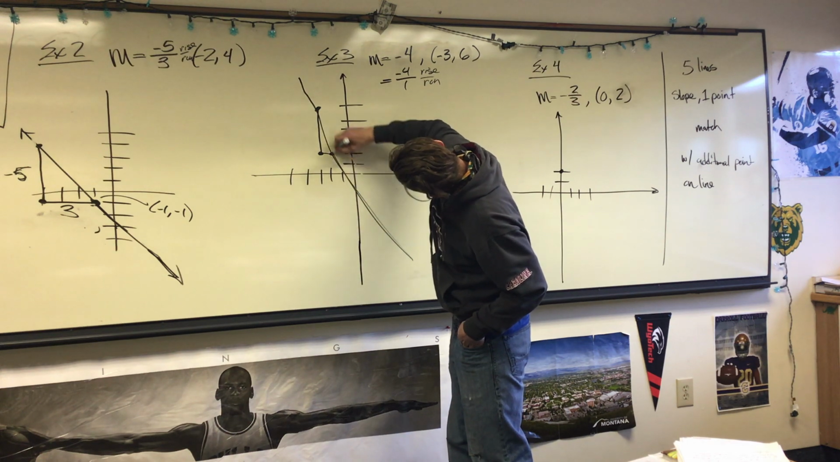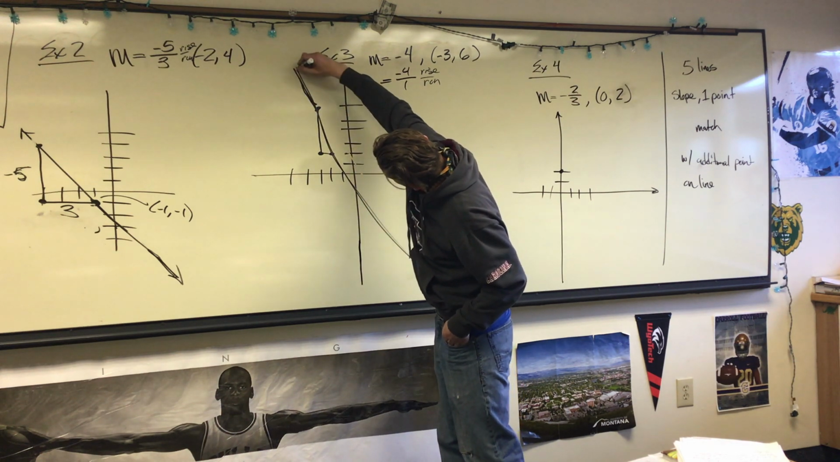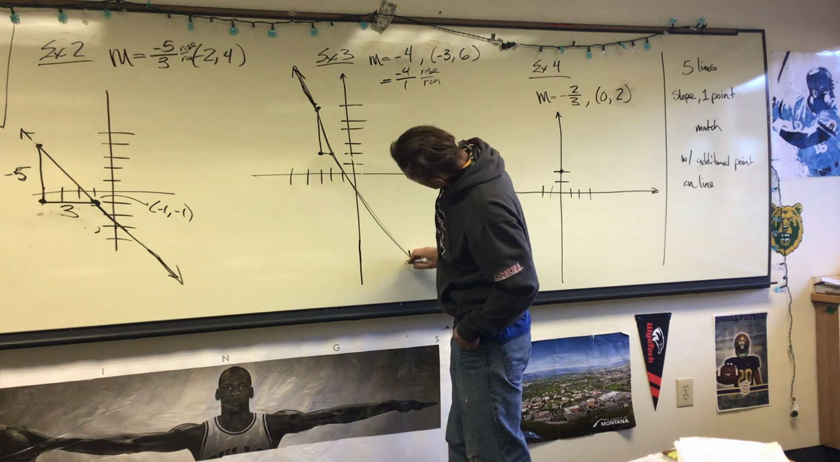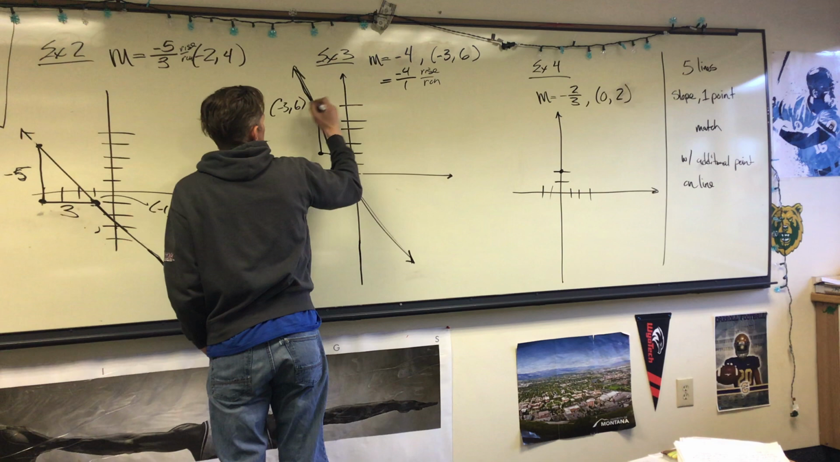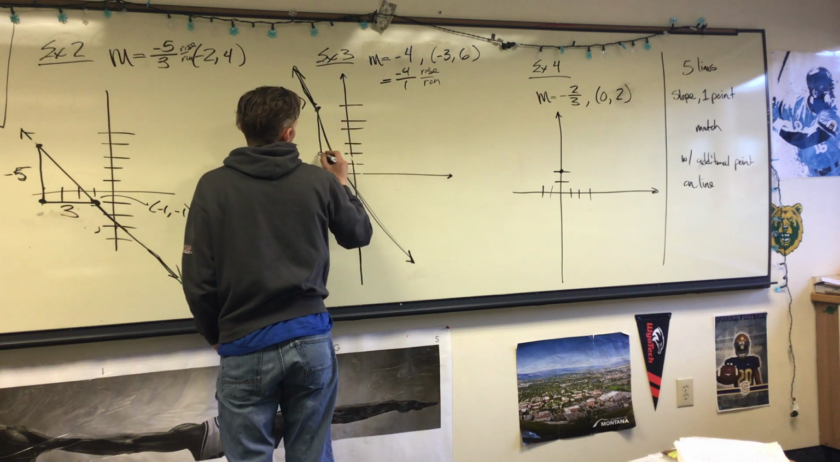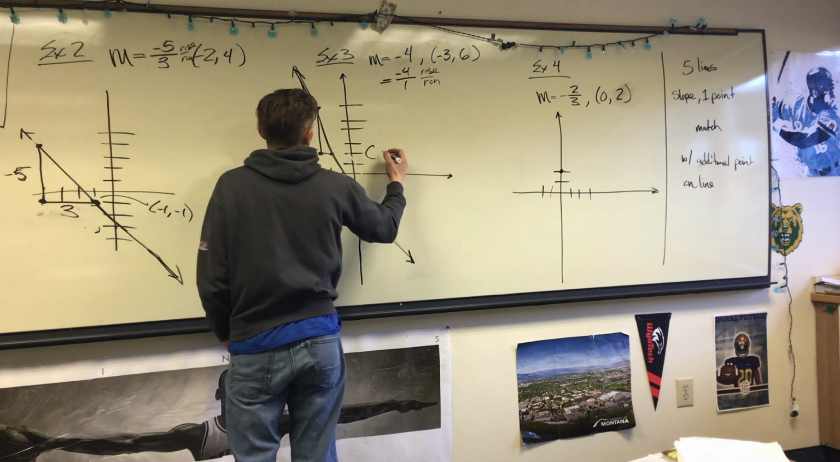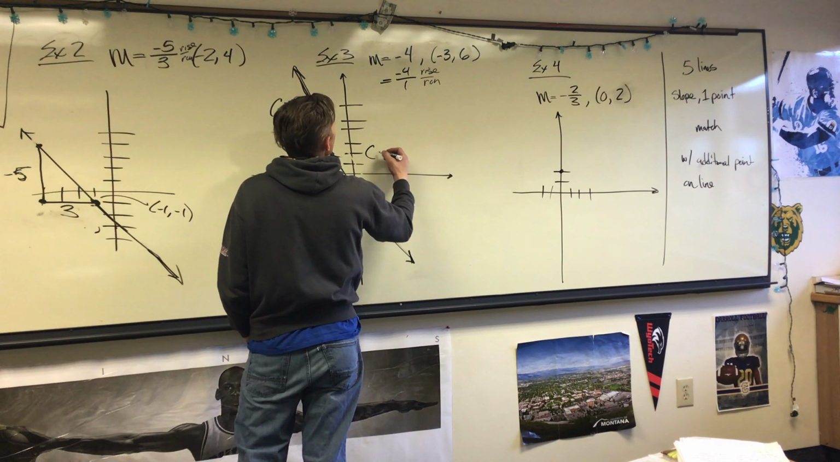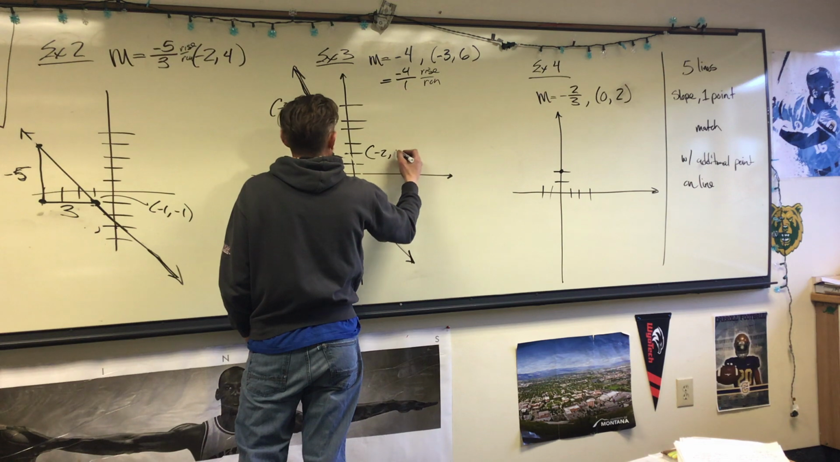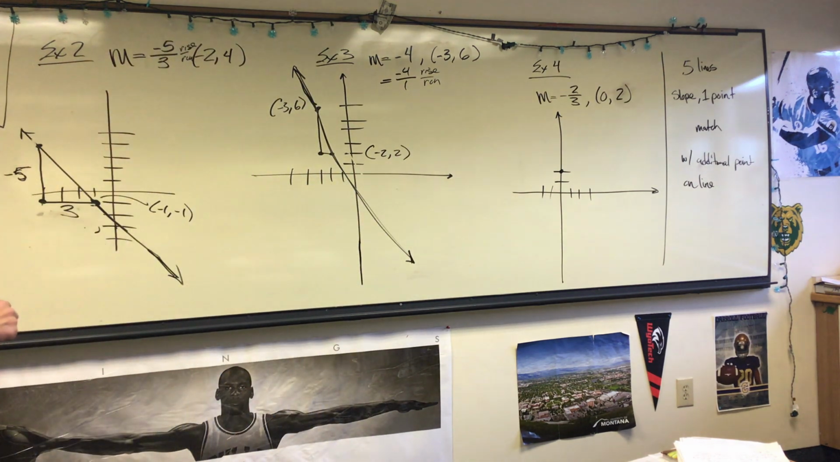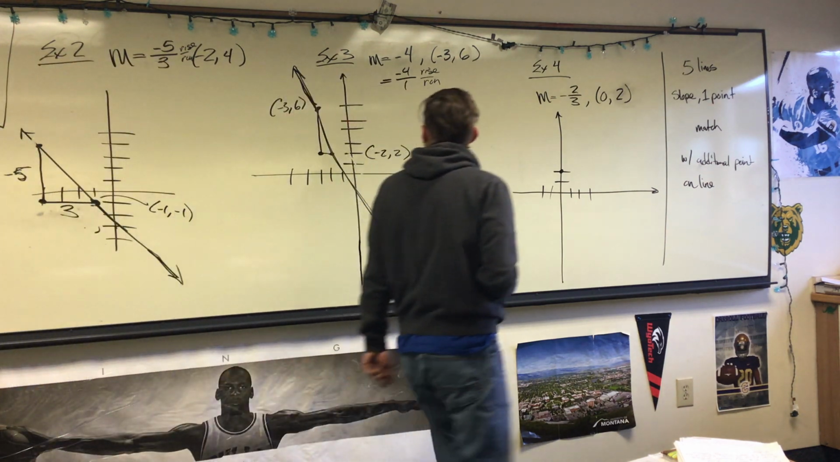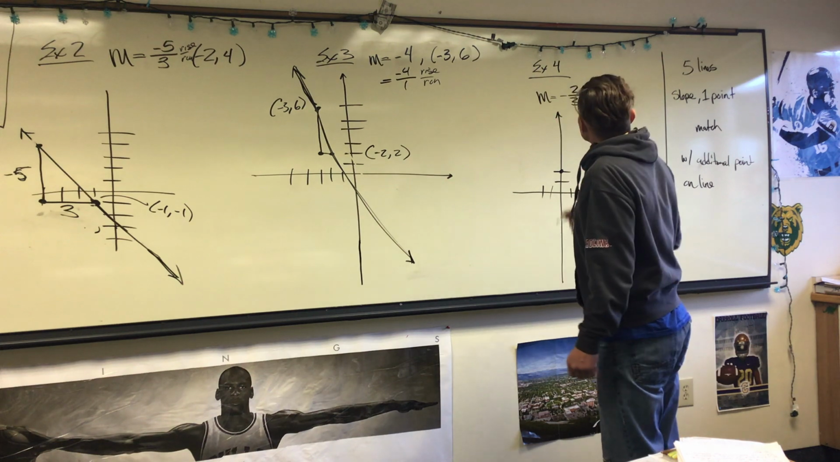I can't draw very straight. That's okay, because I went to college and I don't have to. This was the point -3, 6. We applied the slope. We went down 4 and 1 to the right, and we ended up, where did we end up? -2, 2. Oh, goodness. Who picked these problems? Anyways. Okay, now to this one.